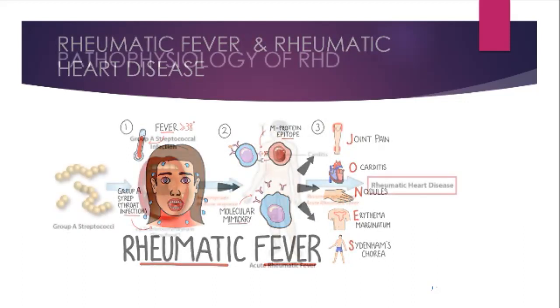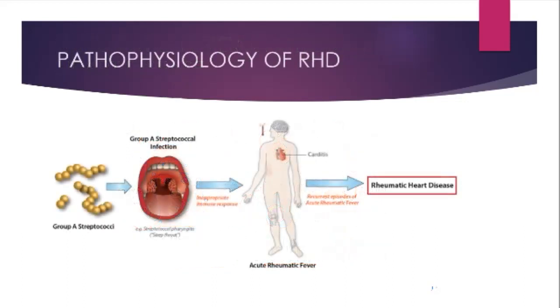Now, let us look at the pathophysiology. You get group A streptococci, which infect the throat, resulting in an inappropriate immune response by the tissues which have the same characteristics as the throat tissues, like the heart, specifically the heart valves, resulting in rheumatic heart disease.